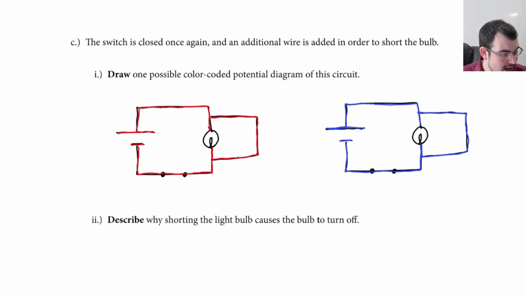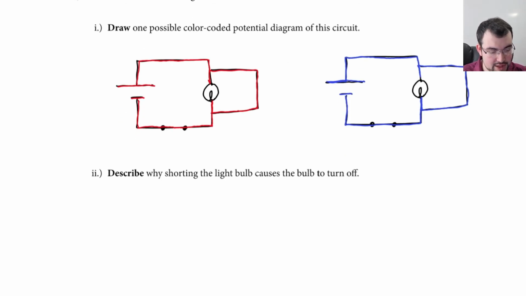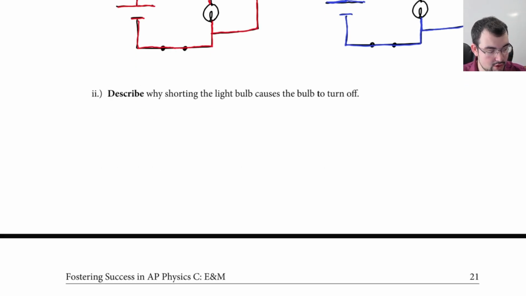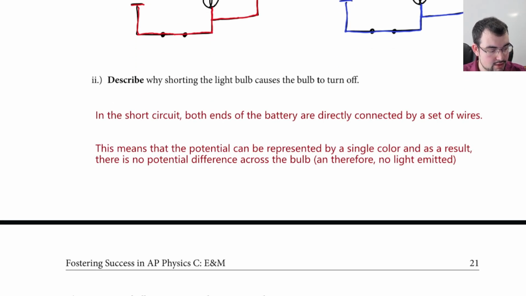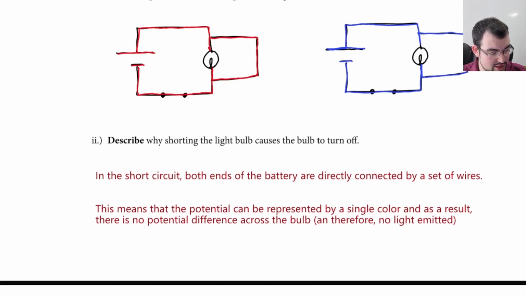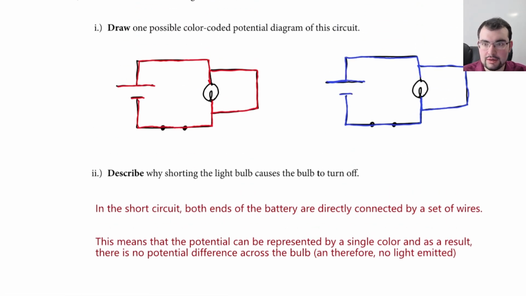But this is why the short circuit doesn't turn on, because the entire circuit is one color. So there's no potential difference across the bulb. I don't know what the potential is, but we know it's going to be equal everywhere. So no color change. So the potential can be represented by a single color. And if it's a single color, well, there's no color change. So no brightness.